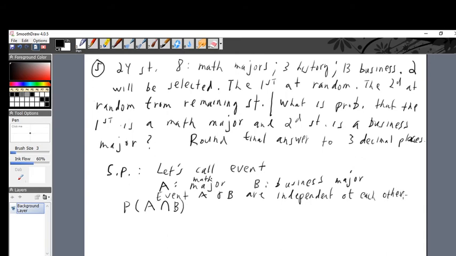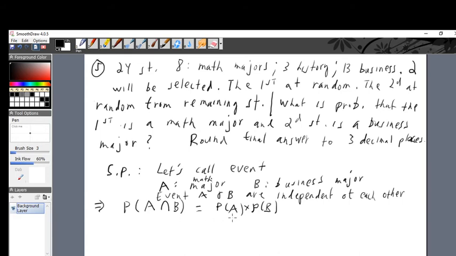Okay, so now that means the probability of A and B equals the probability of A times the probability of B. We know that formula to be true if they're independent of each other. Okay, now what was the question? The question was the probability that the first is a math major and the second is a business major. So let's take the first one. That's probability of A and B, probability of a math major and a business major.